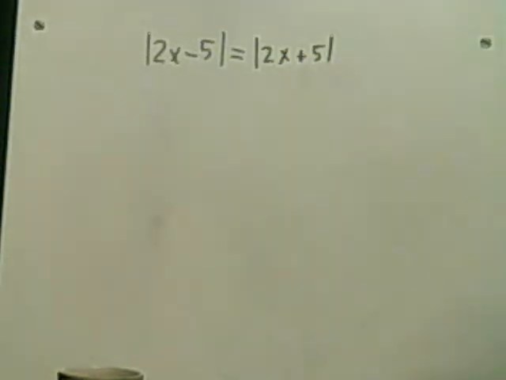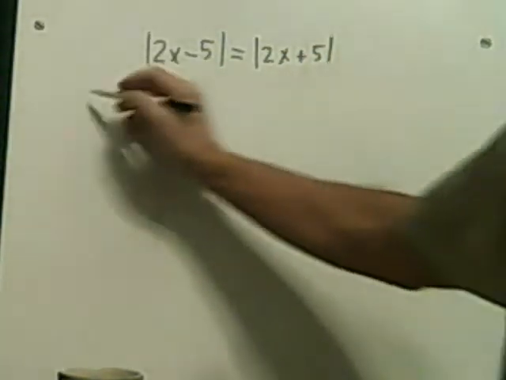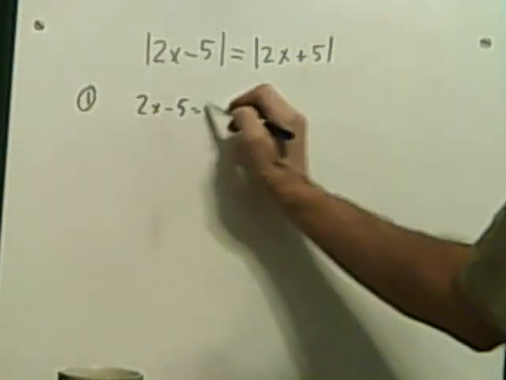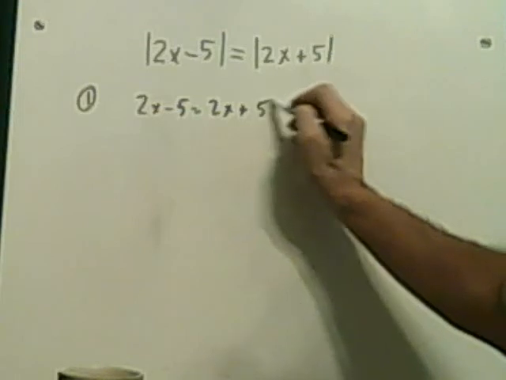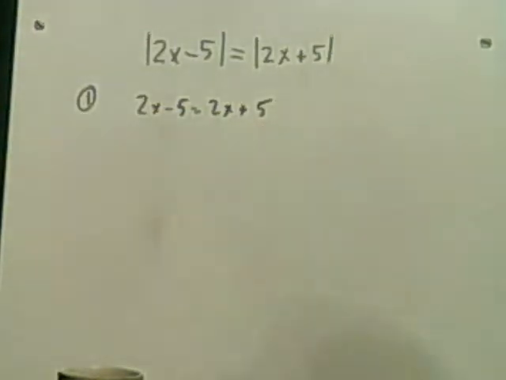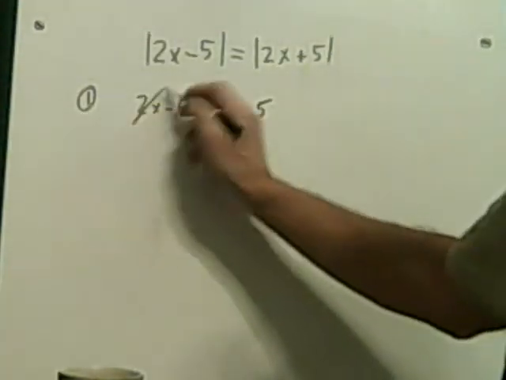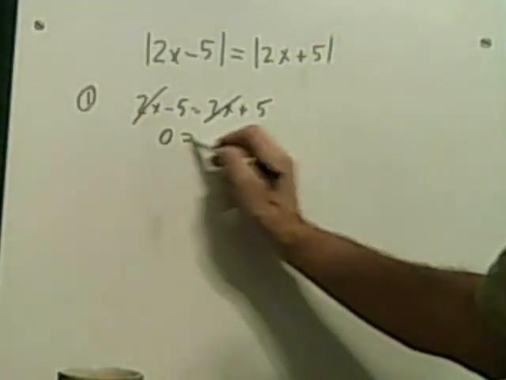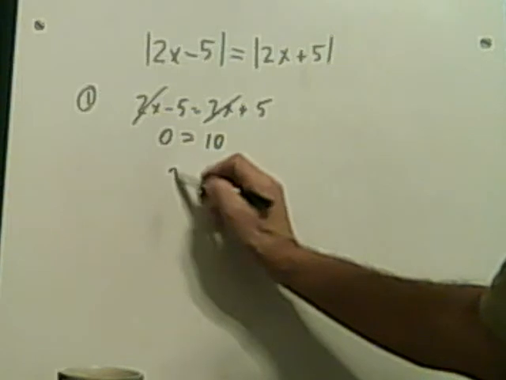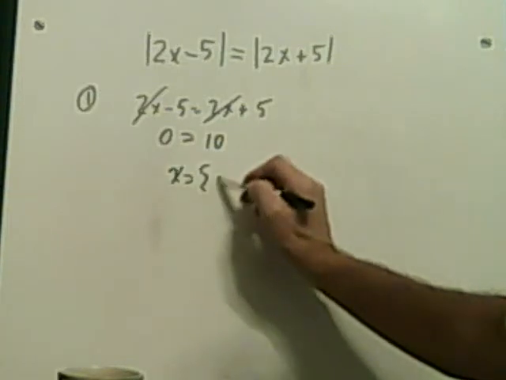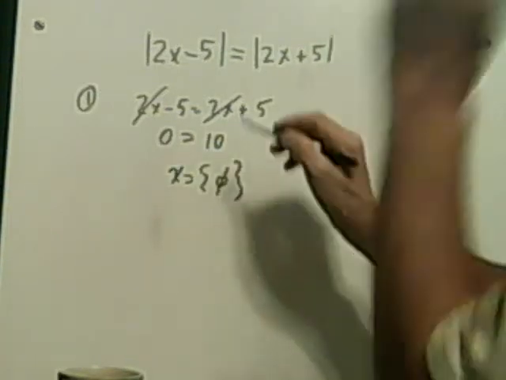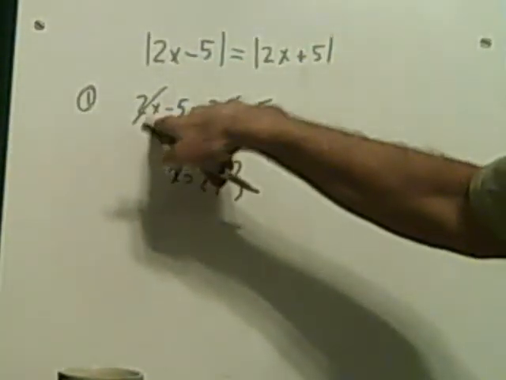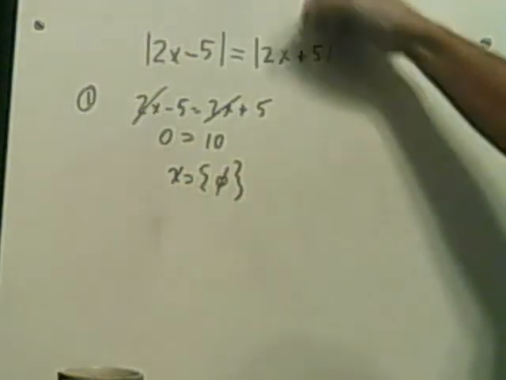Okay, so having had some practice on the previous one, we're going to say that one possible solution to this will be 2x minus 5 is equal to 2x plus 5. Okay, and for this one, these are going to cancel because they're the same on both sides, and you're going to end up with 0 is equal to 10. So this is going to be the so-called null set. In other words, there is no value of x which will cause this expression to equal that expression.